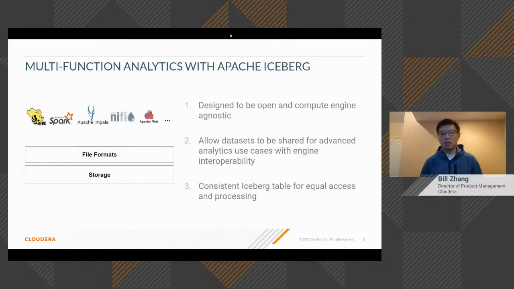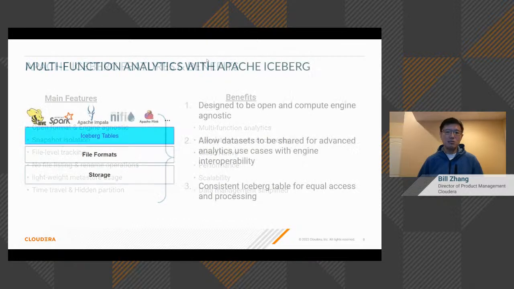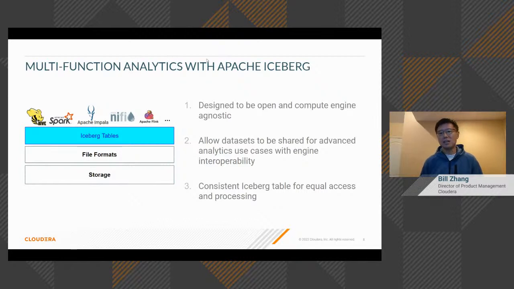Next, I want to talk about multifunction analytics with Apache Iceberg. Why is Iceberg perfect for multifunction analytics? As we all know, Iceberg is 100% open and designed to be compute engine agnostic. Any compute engine can be integrated with the Iceberg table just by integrating the Iceberg set of libraries. Yes, Iceberg is actually a set of libraries, right?